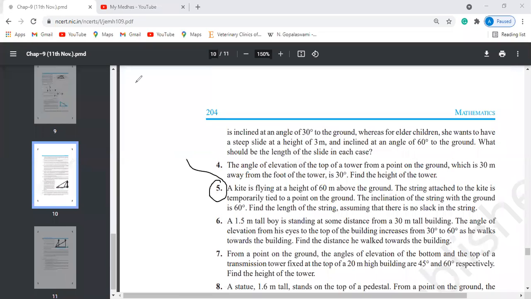So what you can do, a kite is flying at a height of 60 meter above the ground. The string is attached to the kite, temporarily tied to a point on the ground. The inclination of the string with the ground is 60 degree. Find the length of the string, assuming that there is no slack in the string. How to do it?